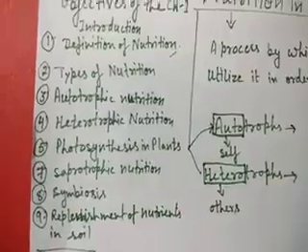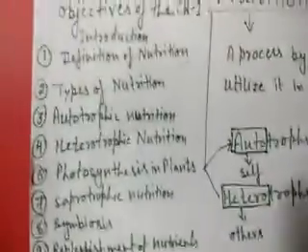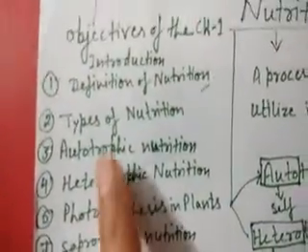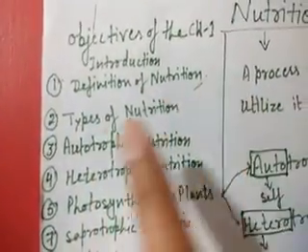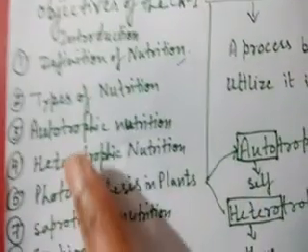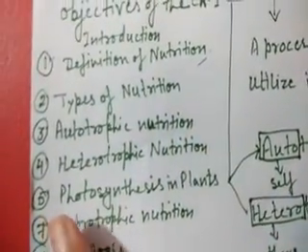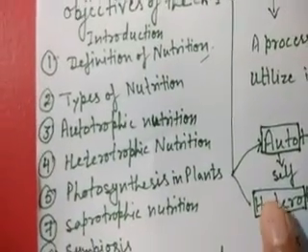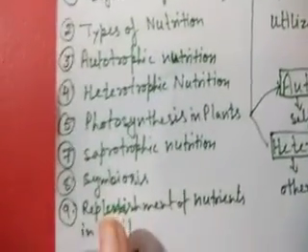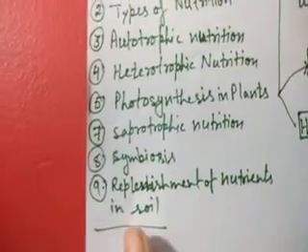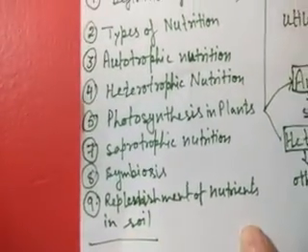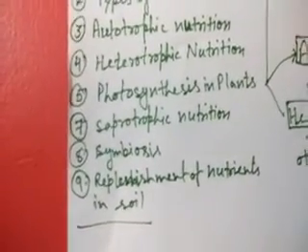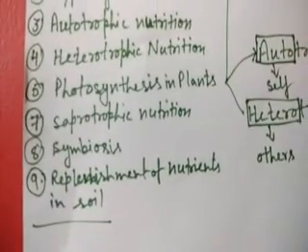In this chapter, first we will learn about the definition of nutrition, types of nutrition, autotrophic nutrition, heterotrophic nutrition, photosynthesis in plants, saprotrophic nutrition, symbiosis, and replenishment of nutrients in soil.